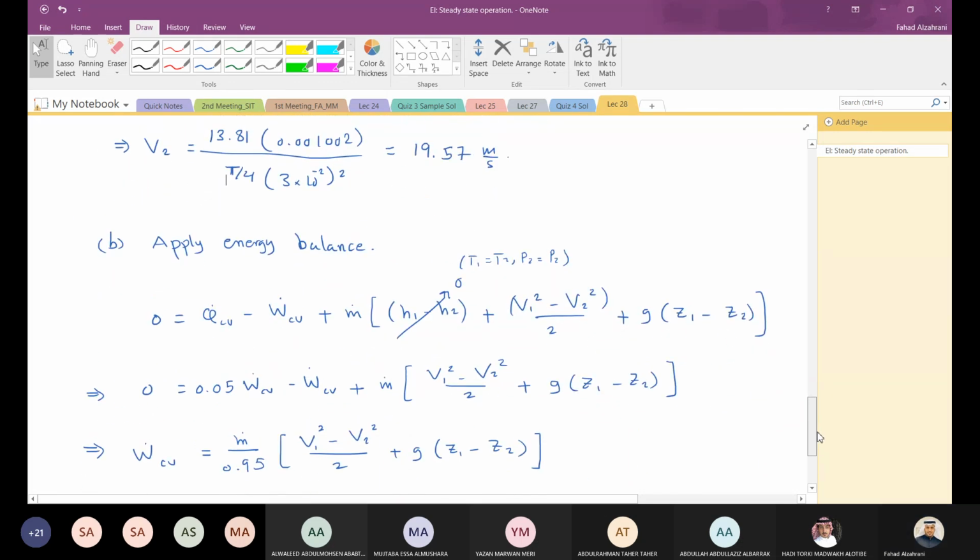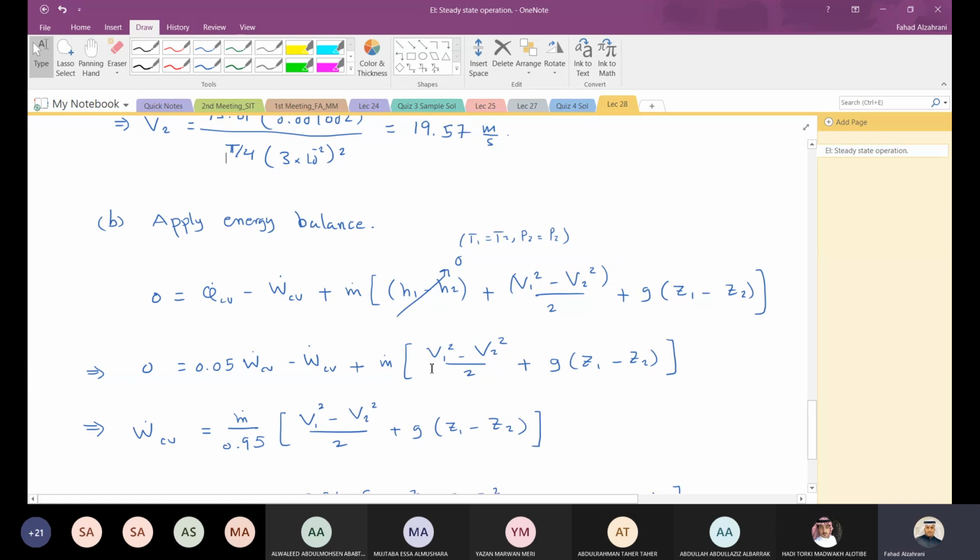All right. So that's it. You can apply the 0.05 W dot, which is the Q dot given in this case. Then you solve for the W dot, which becomes M dot over 0.95 times this difference in velocity plus this difference in potential energy.